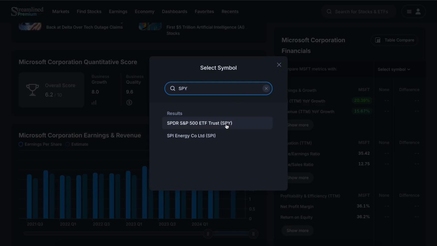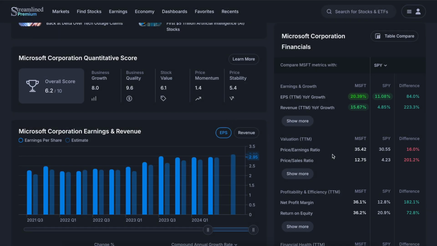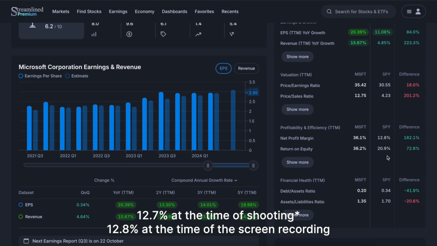So what's a good net profit margin? Well, you can compare it with the S&P 500's average, which at the moment is 12.7%. So anything above that would be considered good, anything below that would be considered below average.